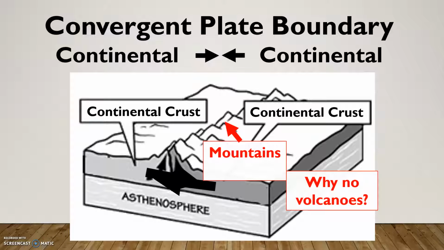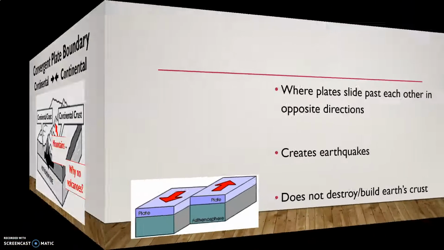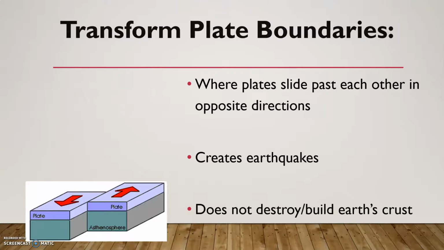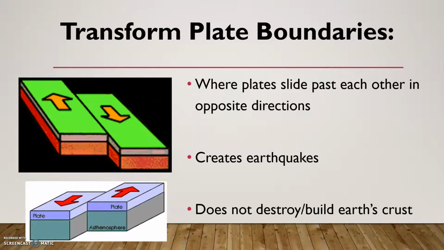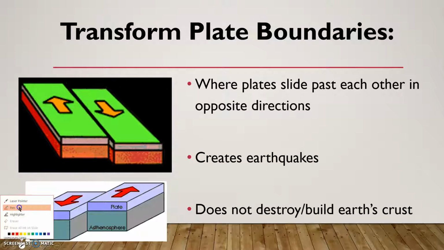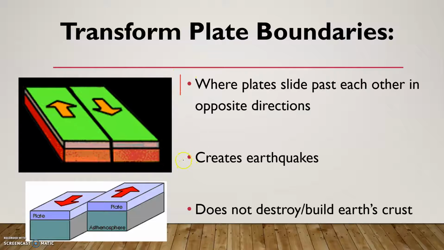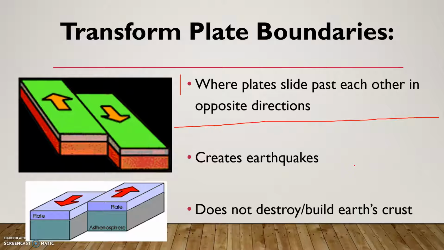We're going to finish up with our last boundary, which is transform. So this one's a little different in writing. For the first part, we are going to write this one. And for the second part, that's going to be the first box. So where plates slide past each other in opposite directions, then we will draw our pictures. So we draw one arrow in one direction, one arrow in the other direction.